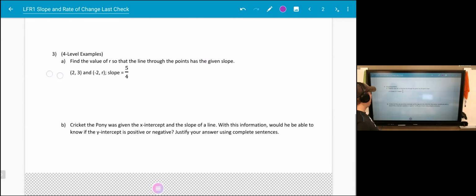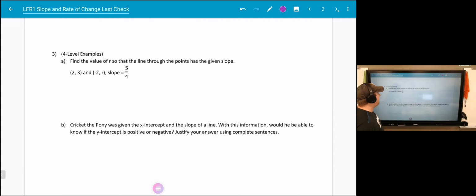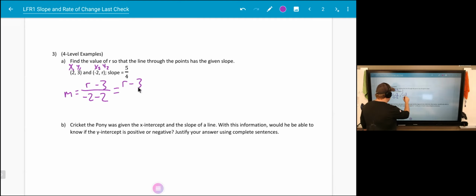Find the value of r so that the line through the points has the given slope. The 2 points, 2, 3, and negative 2, r. Treat this like x1, y1, and x2, y2. So my slope would be m equals r minus 3 divided by negative 2 minus 2. Let's simplify what we got. R minus 3 divided by negative 4.